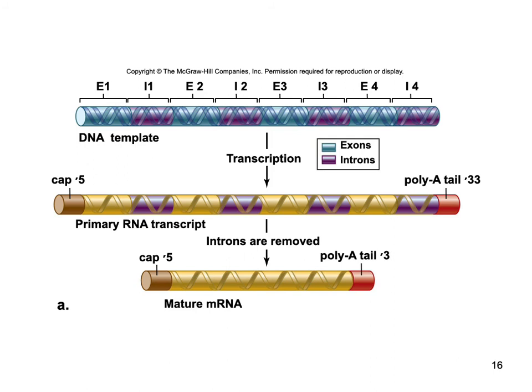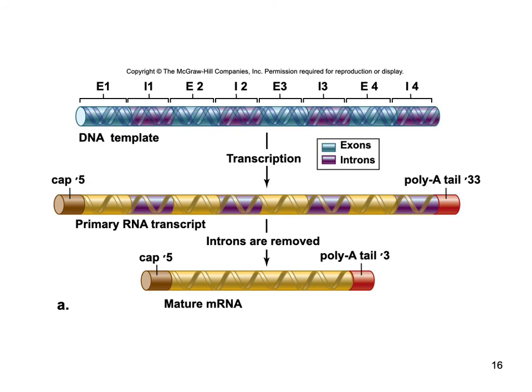These purple sections are the introns, they're going to be removed, and then the exons, or the important yellow sections, are going to be spliced back together to create the mature messenger RNA. This is the final messenger RNA product that's ready to go to the next step.